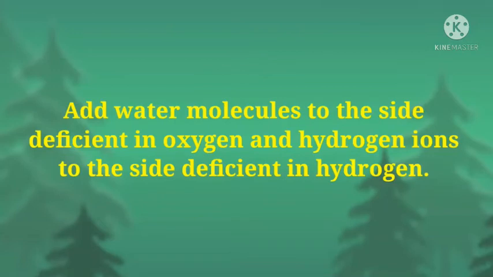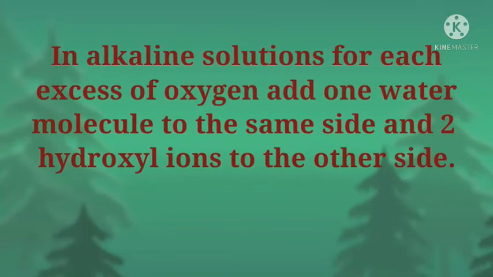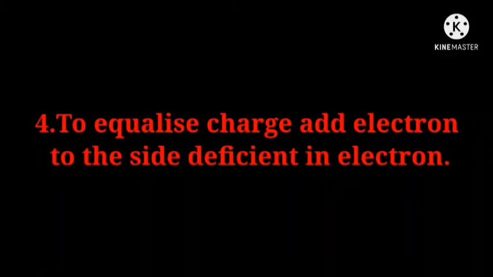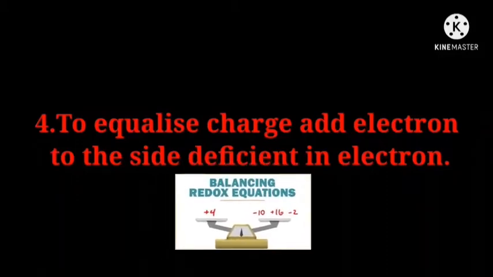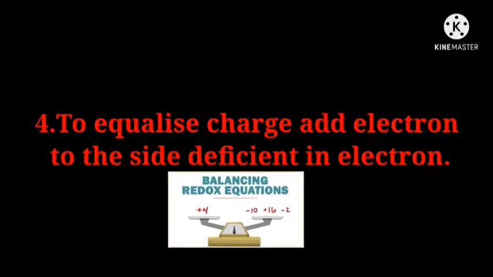Add water molecules to the side deficient in oxygen and H+ ions to the side deficient in hydrogen. This is done in acidic or neutral solutions. In alkaline solution, for each excess of oxygen, add one water molecule to the same side and two hydroxyl ions to the other side. Step number 4. Add electrons to the side deficient in electrons so as to equalize the charge on both sides.